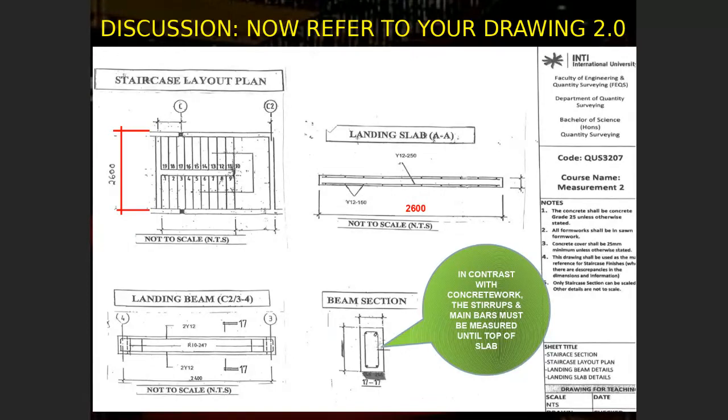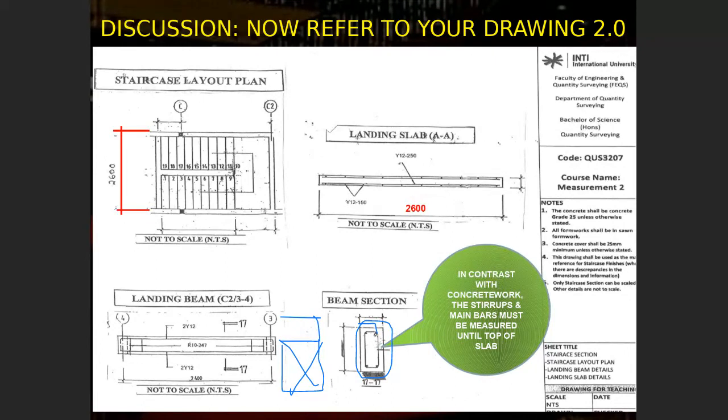In contrast with the concrete work, the stirrup must be measured until the top of the slab. This is also what I would like to highlight because I don't want my students to get confused. When you measure the concrete work, the beam is below the slab. When you measure the formwork, the beam also is below the slab. But remember, when you measure the bar reinforcement, it must be overlapping. So if they are overlapping, you cannot measure separately.